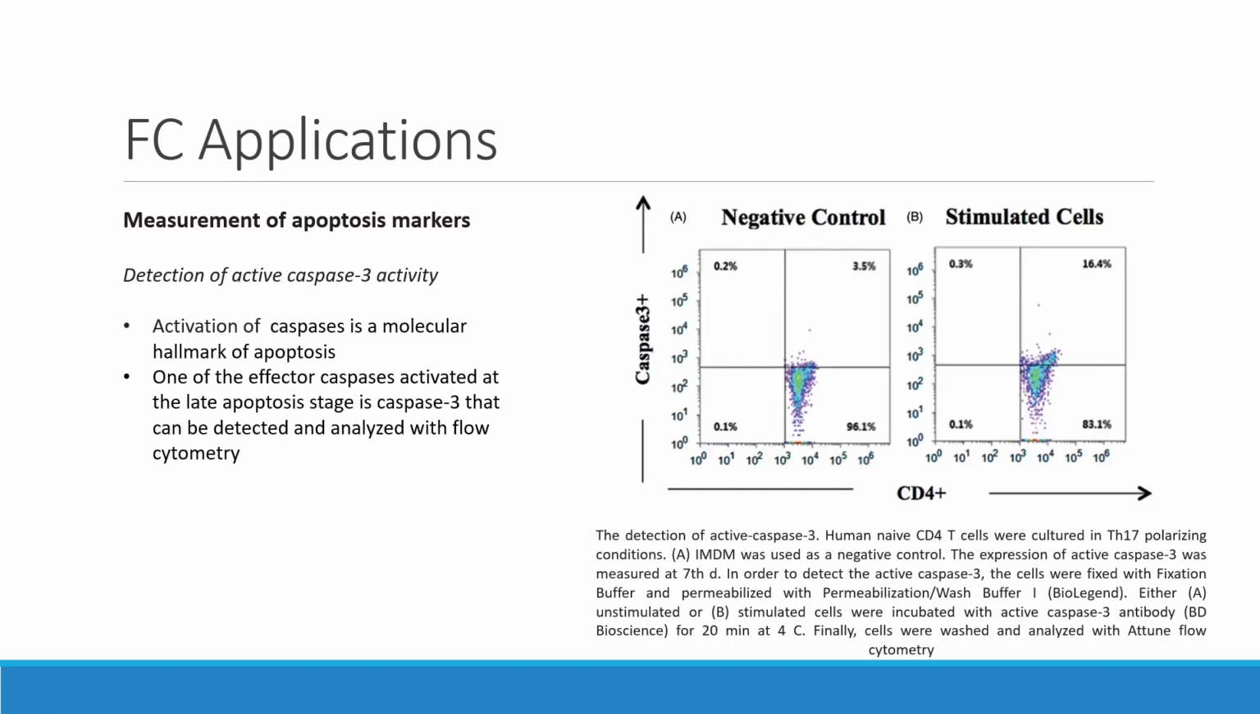Another molecular hallmark of apoptosis is the activation of caspases. Caspases are inactive enzymes and must become active during apoptosis. One of the effector caspases activated at the late apoptosis stage is caspase-3. Active caspase-3 initiates a series of events that kill the cell. The active caspase-3 can be detected and analyzed with flow cytometry.